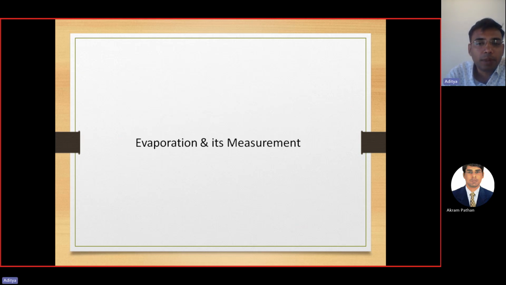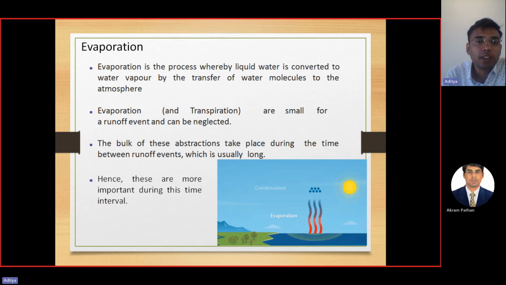That is about precipitation. Then we'll move to the next term, evaporation and its measurement. Evaporation is the process whereby liquid water is converted to water vapor by transfer of water molecules to the atmosphere. Water from a surface or water body gets evaporated due to solar radiation. If you compare transpiration and evaporation, the rate of evaporation is high compared to transpiration. The bulk of this abstraction takes place during the time between runoff events, which is usually long.